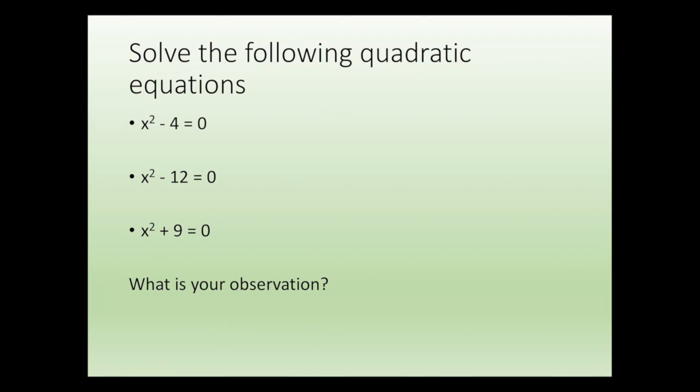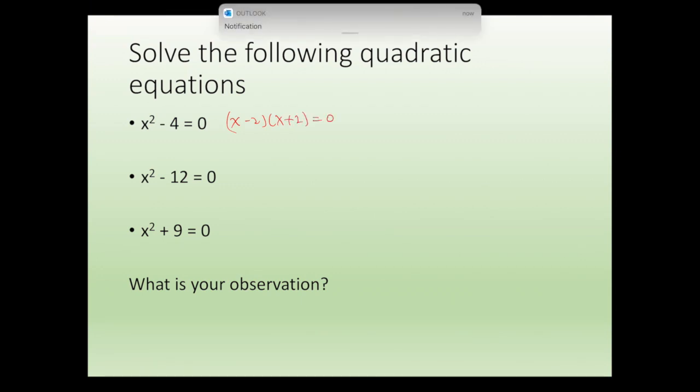Now, I want you to have a look at these three quadratic equations. Pause the video for a while and I would like you to solve these quadratic equations. Right. Let's start off with the first one. So when we have x squared minus 4 equals 0, we can factorize it as (x minus 2)(x plus 2) equals 0. Therefore, x equals plus or minus 2.